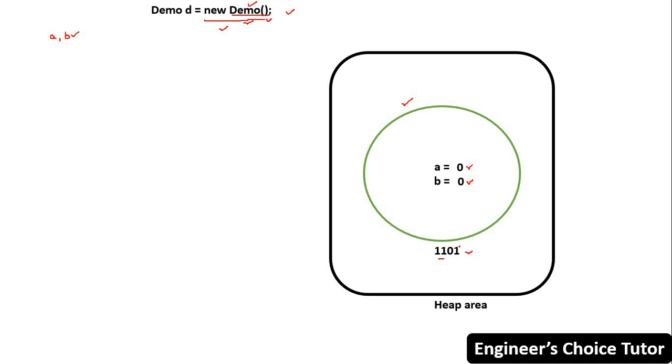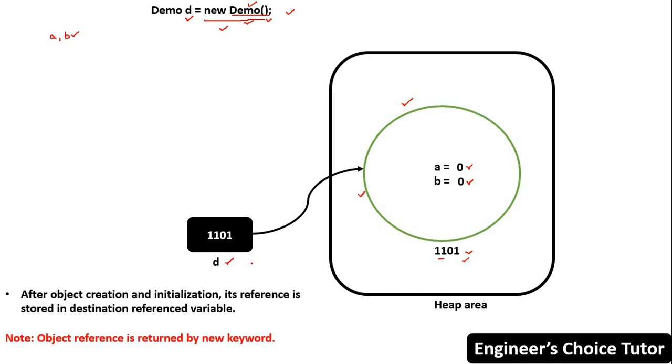After the object creation and initialization, its reference is stored in the destination reference variable D. Okay, like this. Fine. So what does D have? This D has the object reference of this created object. Clear with this point? And one more point here: the object reference is returned by the new keyword. Remember this point. This object reference is returned by this new keyword. I hope now it is clear to you. Now let's move to the next.